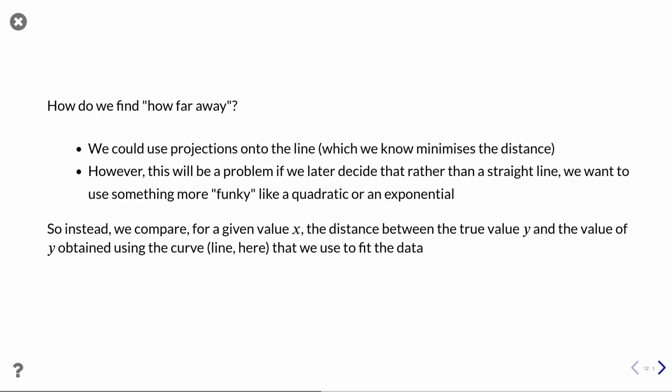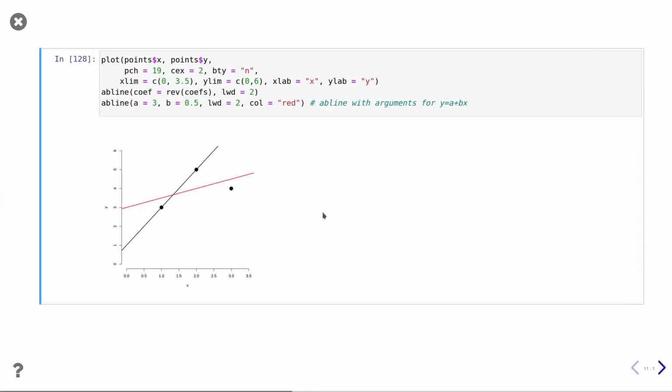So how do we know how far away we are? We could use projections onto the line. Let me try to do this. I'm hoping you can see the mouse. If I project, for instance, onto the black line, if these points are already on the black line, I could project orthogonally, at a right angle, onto it, and I know that this projection is going to be the shortest distance between this point and this line. The orthogonal projection onto a line gives you the shortest distance.